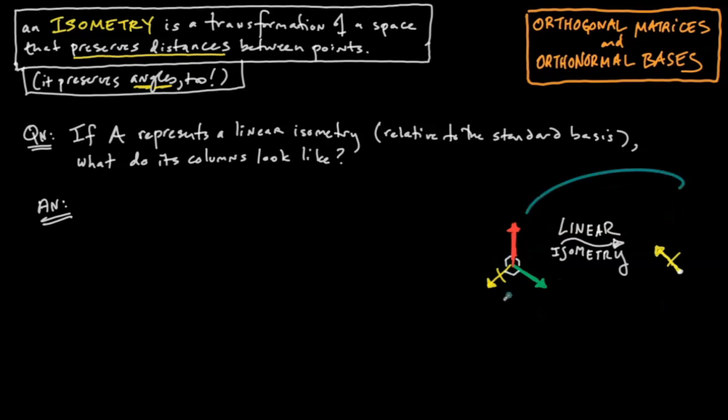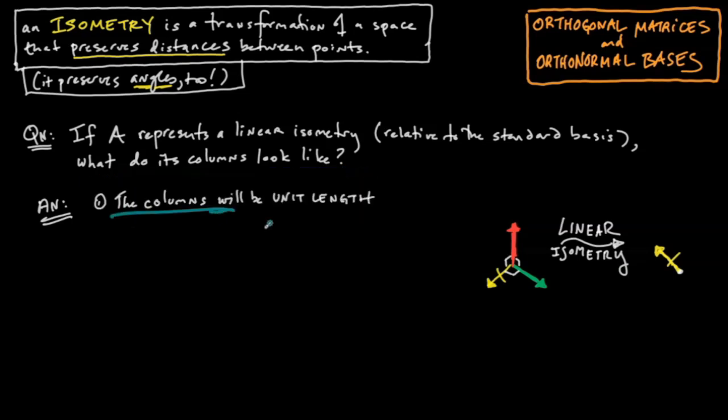And since the images of these vectors are the columns of the isometry's matrix representation, then we have one piece of information about what those columns look like. The columns will be unit length. But that's not all. There is a second important fact about those columns. I said that i hat, for example, could have been mapped anywhere in R3 so long as it goes to a vector of unit length. So its tip could be anywhere on a sphere of unit radius centered at the origin.